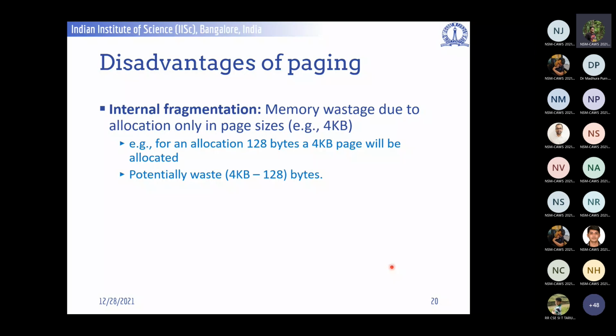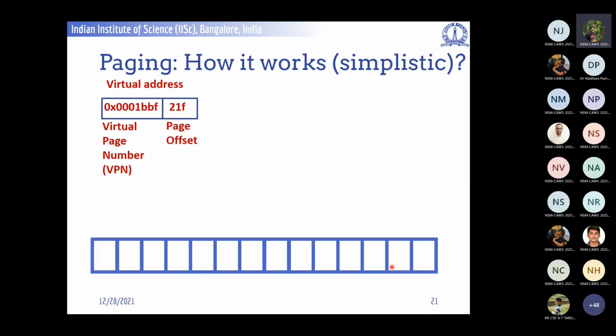And as you can see, the larger the page size, the more chance of such wastage. And this will be wasting physical memory once you have allocated a particular page. So that can be costly. That's the reason that you may want to keep the page sizes smaller. Otherwise, there will be more and more internal fragmentation. So how, at a conceptual level, does paging work?